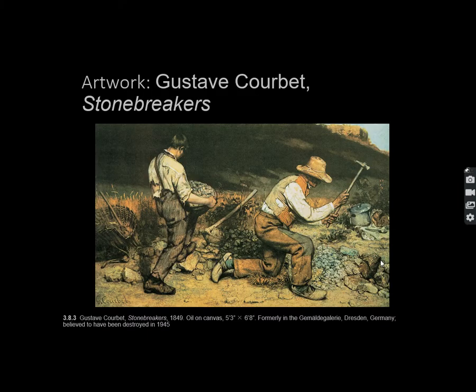So we have Courbet here. We have the Stonebreakers. And we have these two, an older man and a younger man doing their job, which isn't a very glamorous job. Their clothes are all tattered, but you can see they're heroic. They have figures that are muscular, almost like a Michelangelo sculpture. Right? And this is a very big painting. If you can see down here, it's 5'3" by 6'8". That is a gigantic painting for just two figures. So very Michelangelo-like.